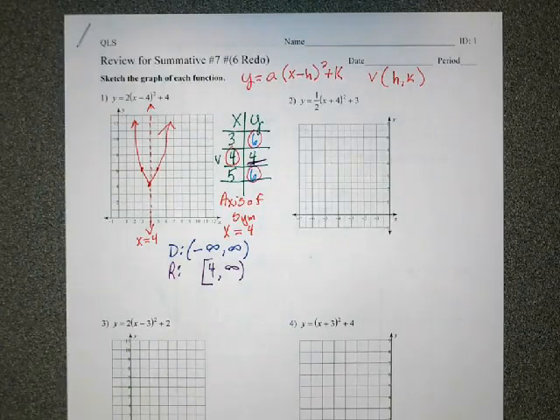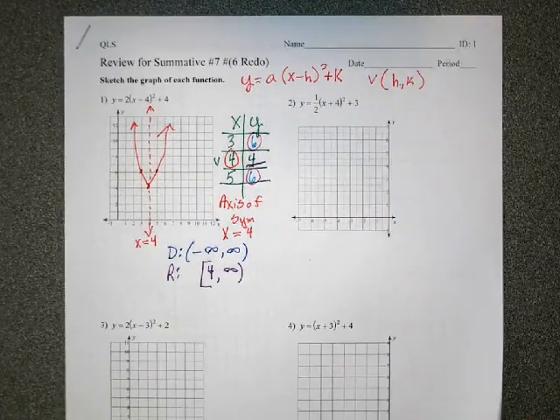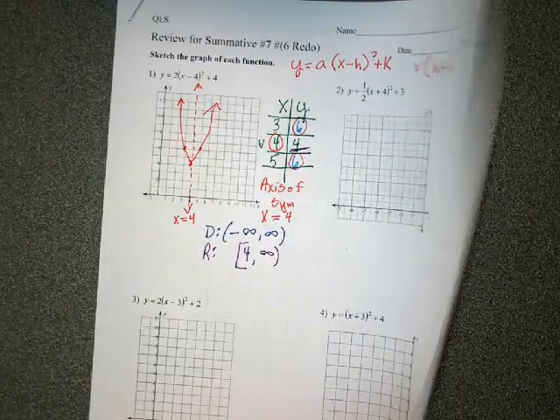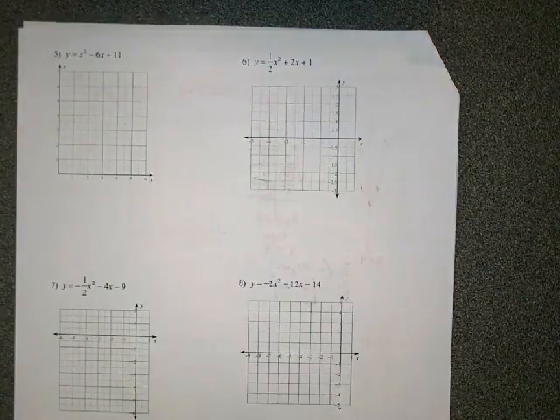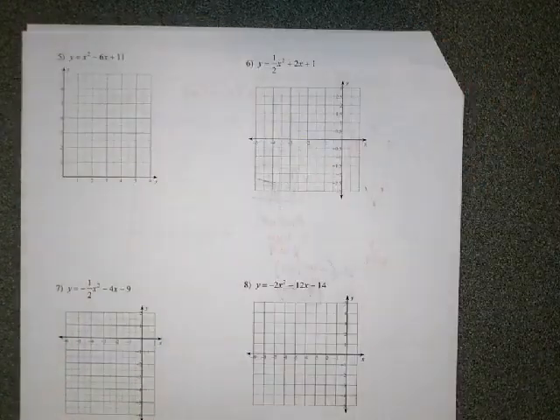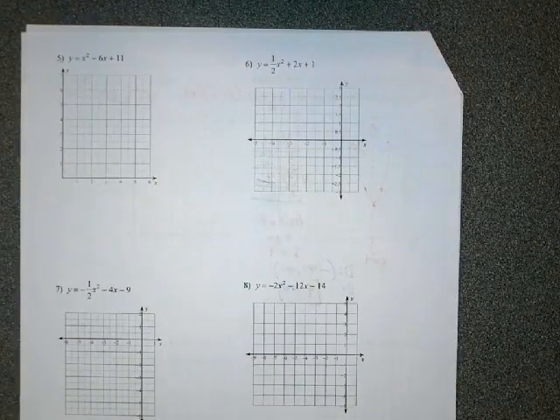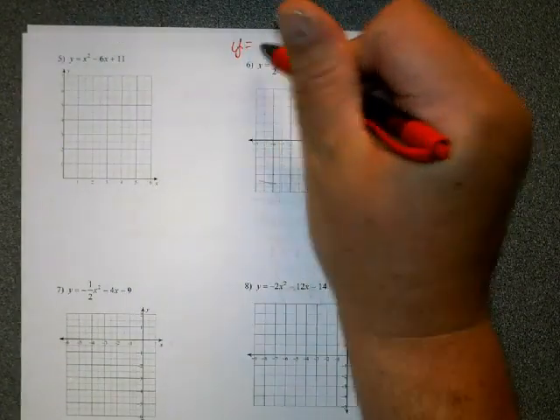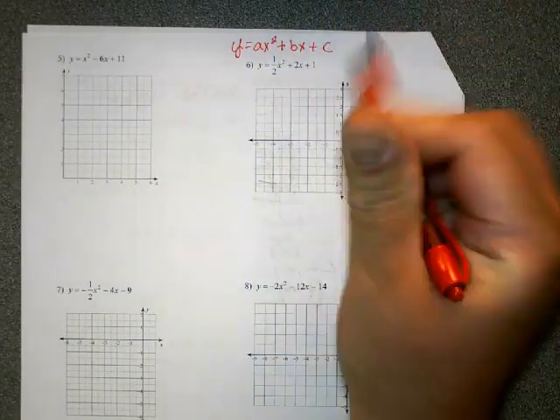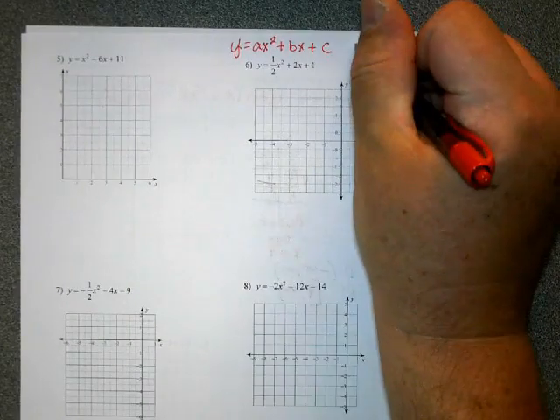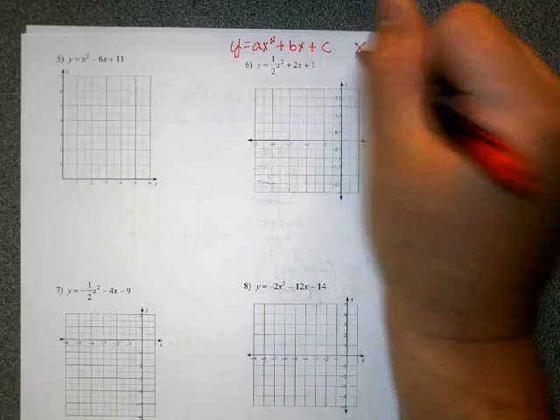And then we're going to graph the same function, but this time it's in standard form. And you have to at least compute what the x coordinate is. Now it's standard form, ax squared plus bx plus c. You're going to have to at least compute the x coordinate of the vertex, which is negative b over 2a.